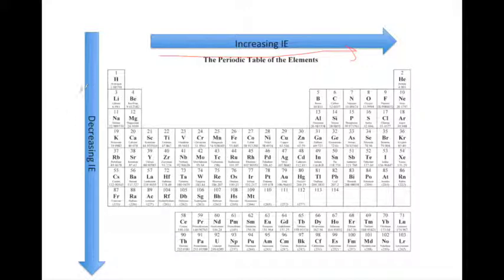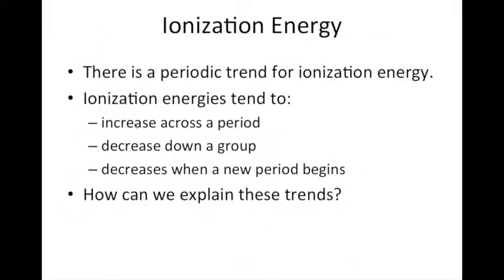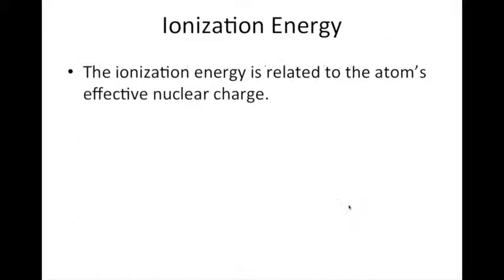And as we go down a group, the ionization energy decreases. And if we start a new period, say we go from neon all the way over to sodium, the ionization energy will decrease as we go from neon to sodium and start a new group. So how do we explain these periodic trends?